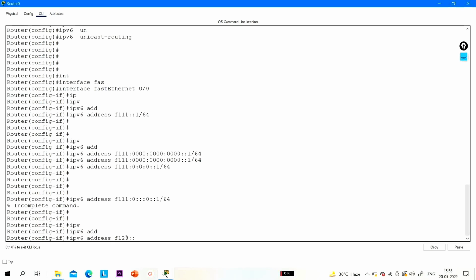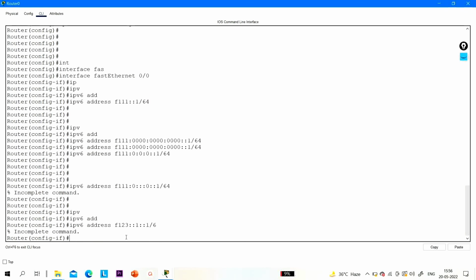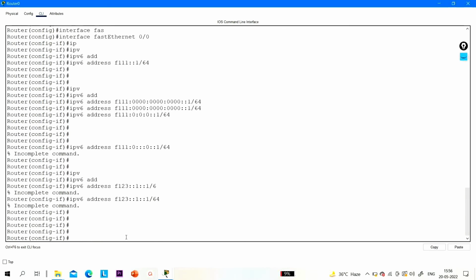F123 12B double colon 0001, or I can write it like 1, right? So you can skip left side zeros as well. So 1 double colon 1 slash 64. This is an invalid IP address. You can see incomplete command, right? So you can't use a pair of dual colons.